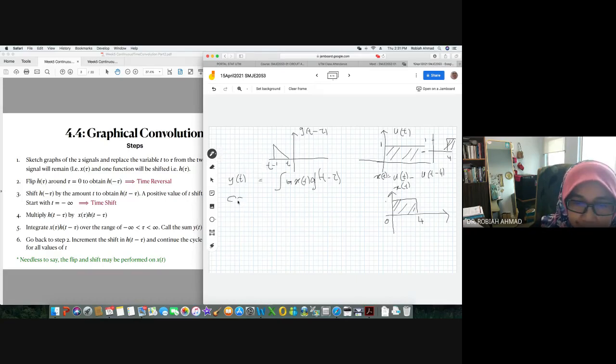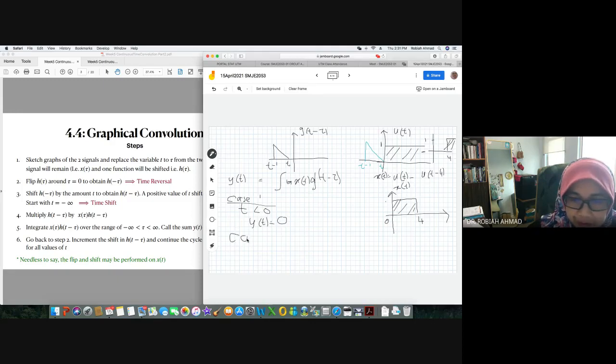So case 1, when t is less than 0. Okay, t less than 0. So we find that for t less than 0, I put my signals in blue again. So here, t minus 1. Okay, so our y(t) will be 0. There is no overlap.